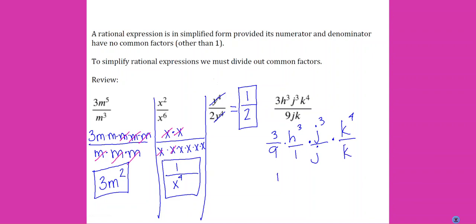3 over 9 would simplify to 1/3. H to the 3rd over 1 would just stay h to the 3rd over 1. Since we had 3 j's on the top and 1 on the bottom, that would simplify to j squared over 1. And k to the 4th over k would simplify to k cubed over 1. So in the end, 3 is the only thing in the denominator, 3 times 1 times 1 times 1. And then in the numerator, we'd have h cubed j squared k cubed.